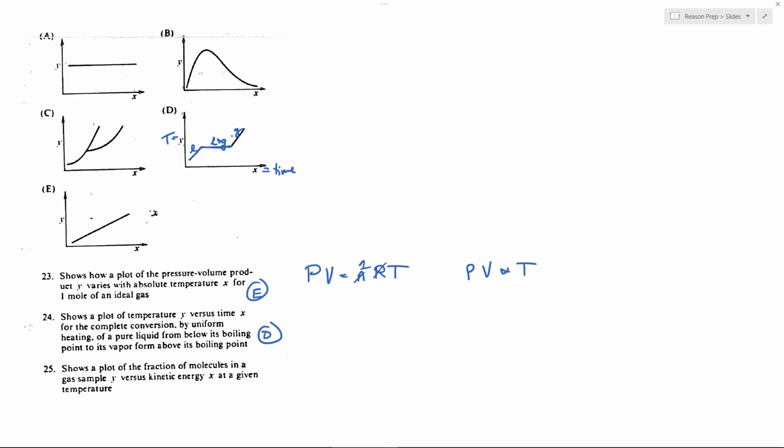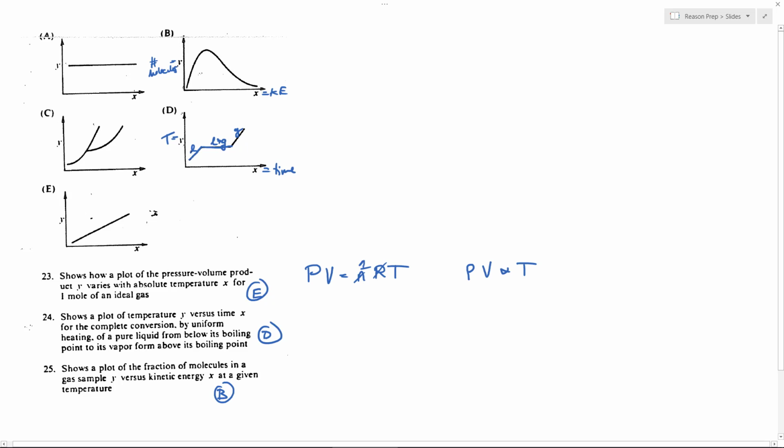25, which shows a plot of the fraction of molecules in a gas sample versus kinetic energy. So this is just a good one to recognize. It looks like choice B, where the kinetic energy is X, and the fraction of molecules, or the number of molecules, however you want to call it, is the y-axis. And so what you get is a certain distribution of molecules at certain temperatures, or sorry, at certain kinetic energies. I wouldn't worry too much about this. Just know what this looks like. Know that to recognize that this is what the answer would be. We don't have to go into much more detail about what it means.